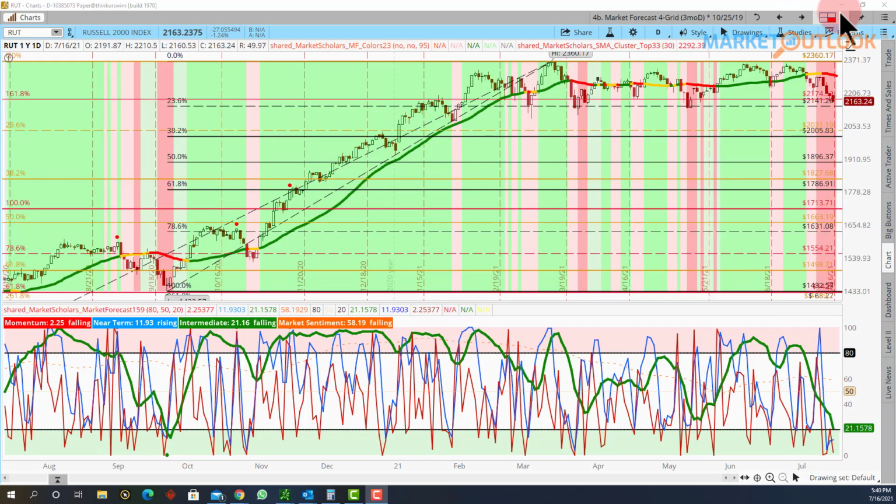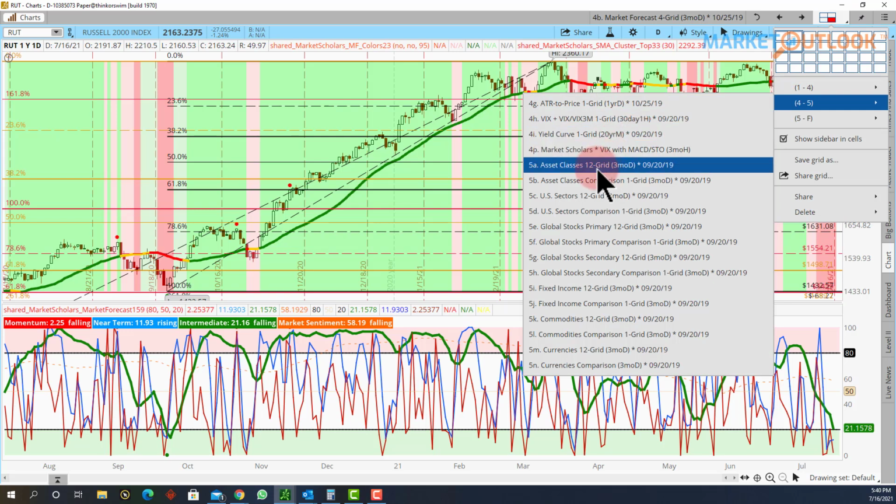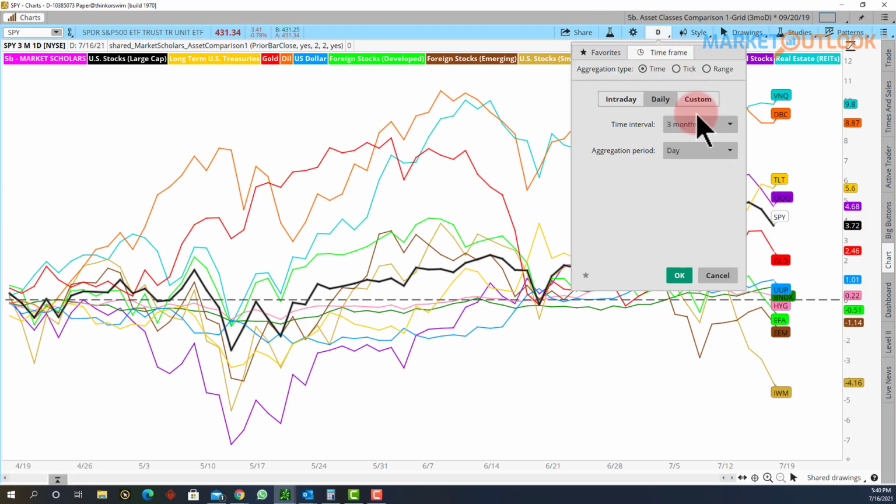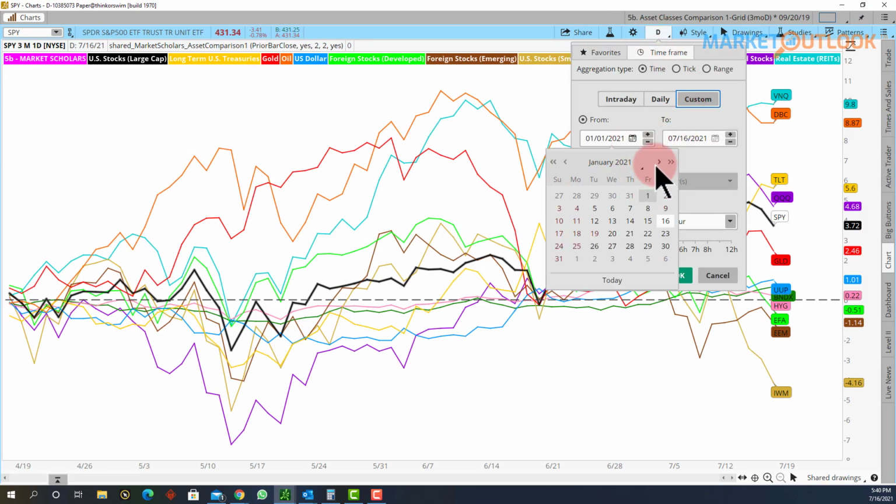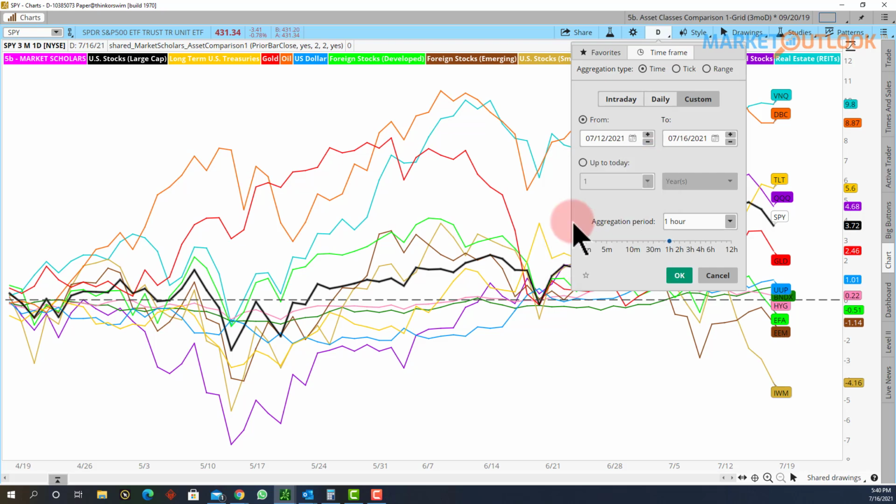All right, so now let's take a look at what's driving this price action. Let's go to this asset class comparison, and let's just look at this week alone. We'll go to July right there. We'll go with a 10-minute chart.